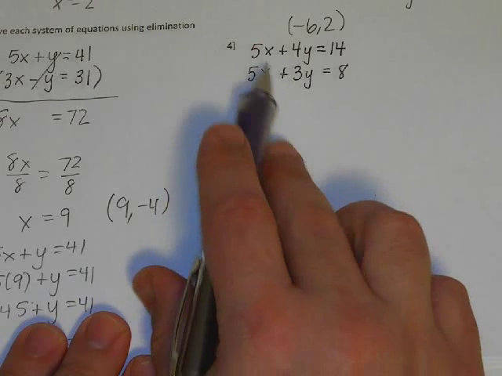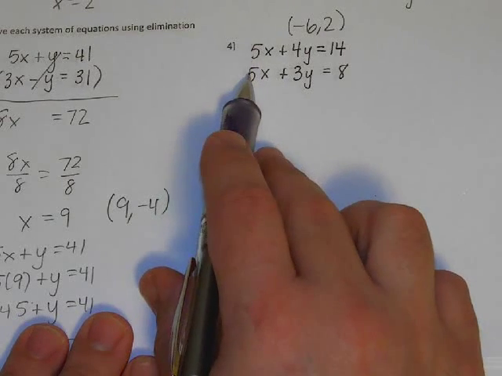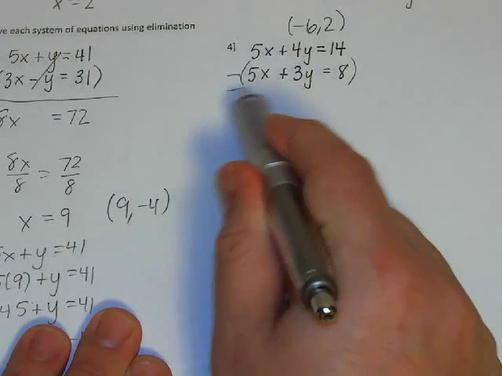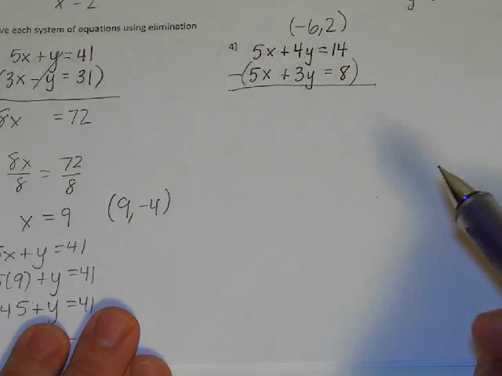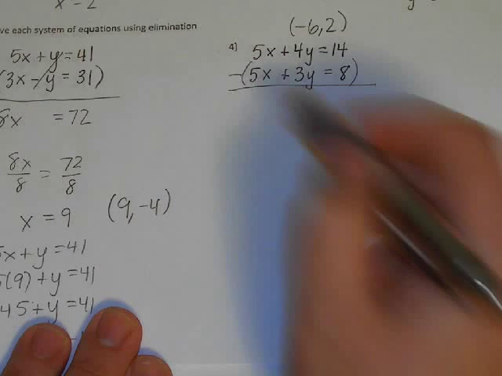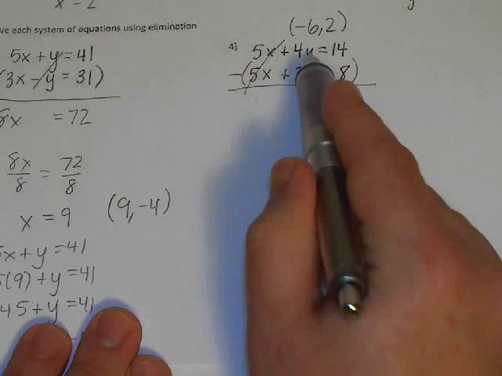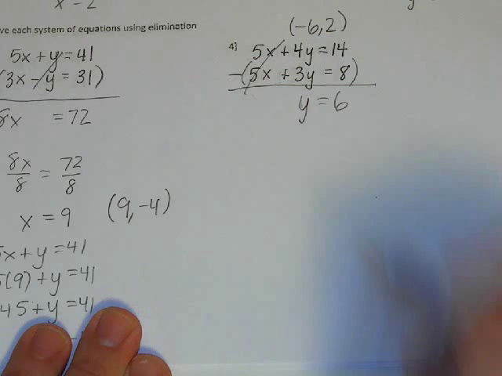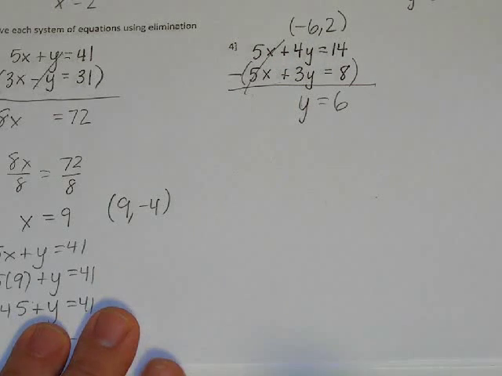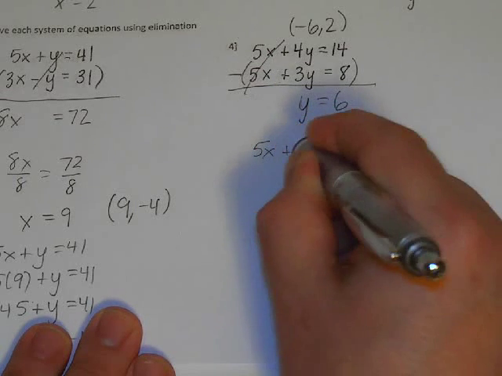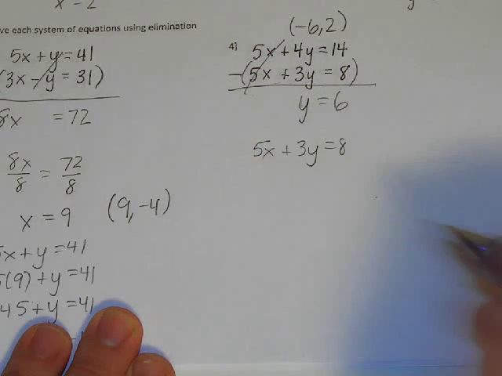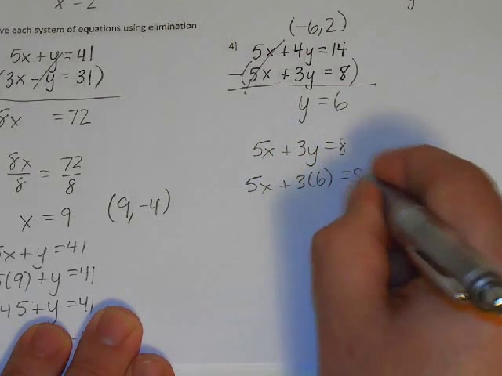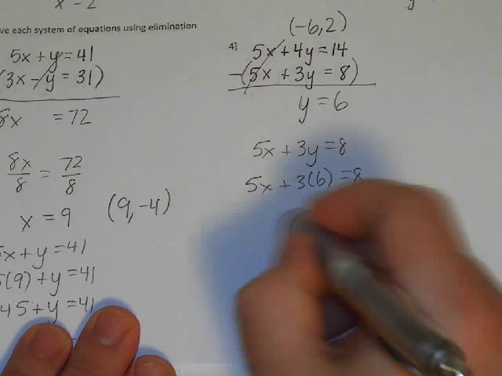For number 4, we see that the x coefficients are the same. So what we're going to need to do is subtract the two equations. So 5x minus 5x is 0, eliminated. 4y minus 3y is y, and 14 minus 8 is 6. I'll pick that equation. I'll plug in 6 for y, and then I'll solve for x.